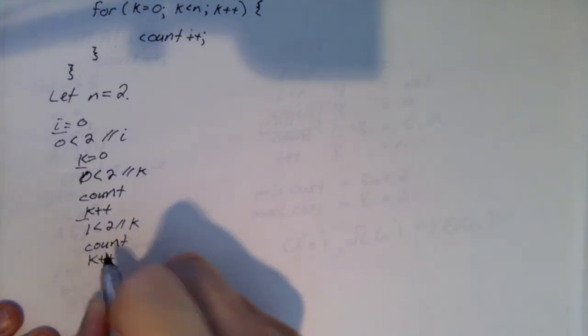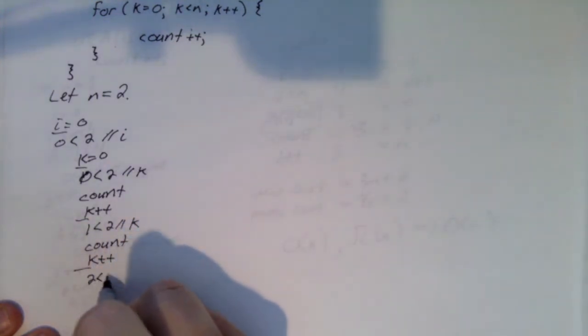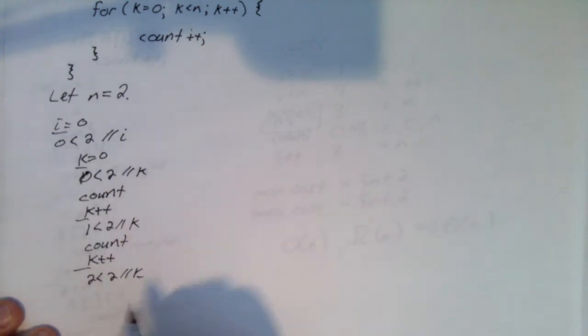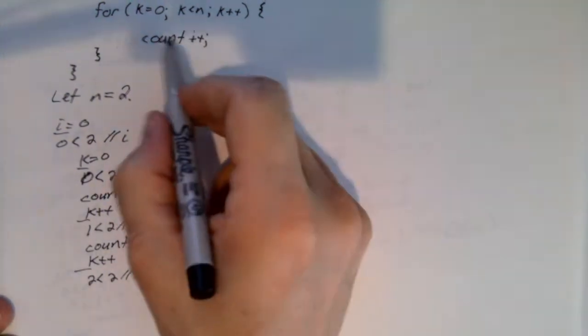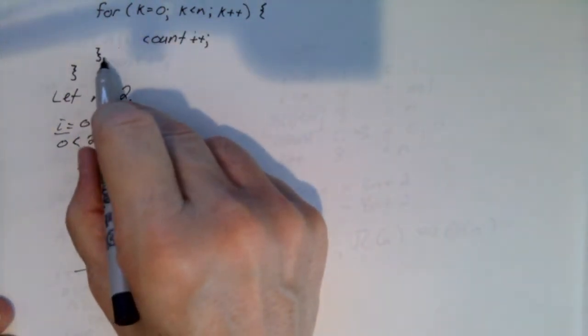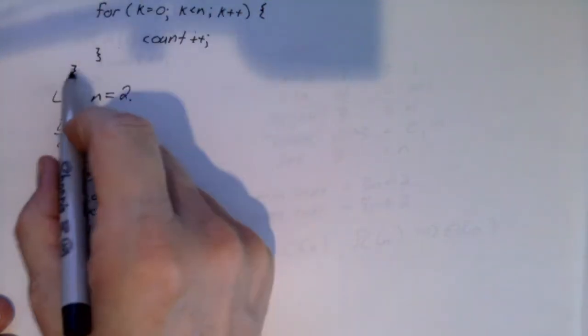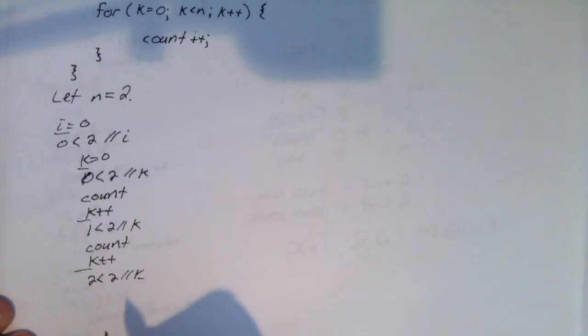K plus plus. Is 2 less than 2 for K? The answer is false. So now we're at the bottom of the loop. We return to the loop this is embedded in, which is the I loop. We're at the bottom of it, so we increment I by 1. So we have I plus plus, and then we repeat.